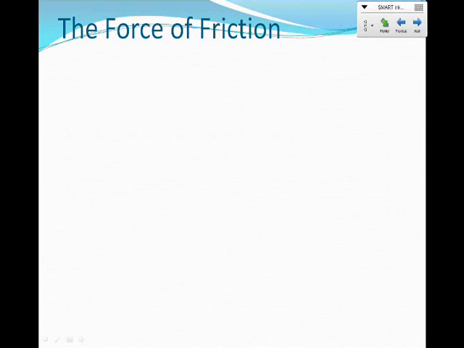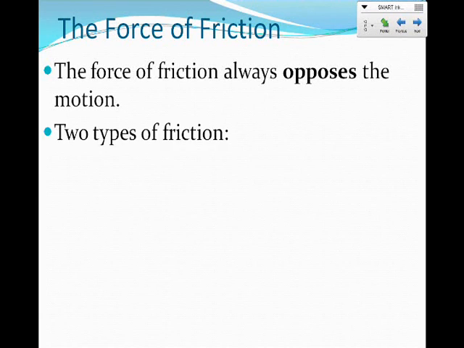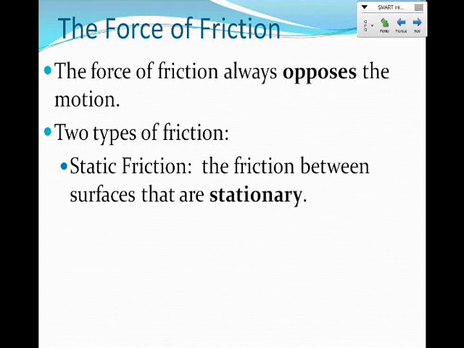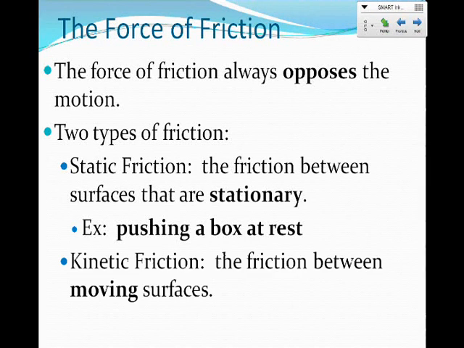Now, force of friction. This is also a force that takes place on a daily basis. And friction is always opposing motion. Friction is trying to stop motion from happening. And there are two types of friction. There's static friction, which is the friction between surfaces that are stationary. Like if, for instance, I have a box on the floor and I want to push that box, but it's at rest and it's not moving, then there is static friction trying to keep that box from moving. So I'm going to have to overcome that static friction to be able to move the box. An example is pushing the box at rest that I just talked about.